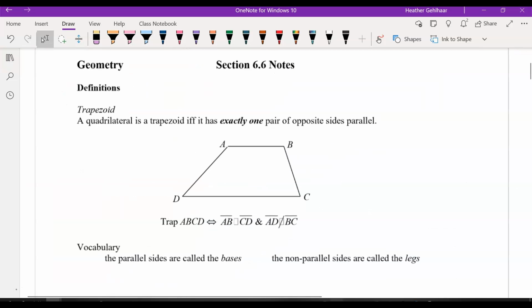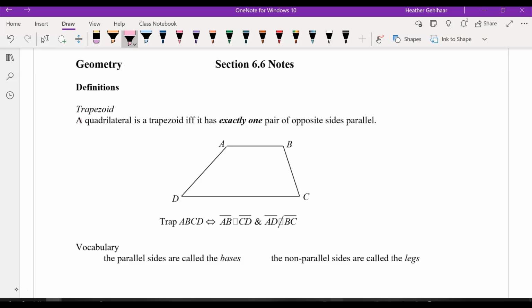A trapezoid is a quadrilateral that has exactly one pair of opposite sides parallel. That is a lot different from our parallelogram, because in our parallelogram we had two pairs of sides parallel. In our trapezoid we just have the one. So AB and CD are parallel. Then we know, if it's a trapezoid, that AD and BC will not be parallel. Those are the big things about our trapezoids.